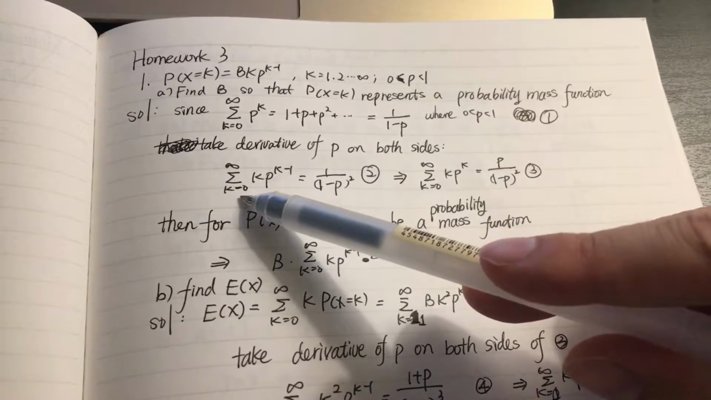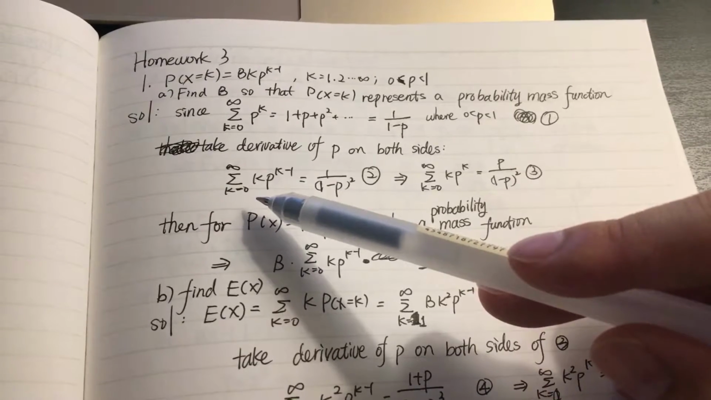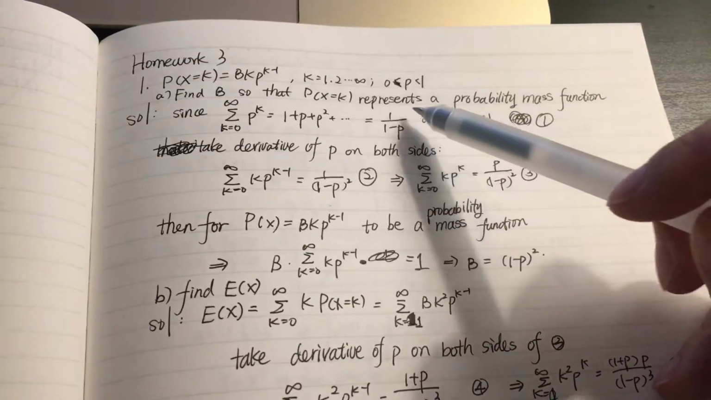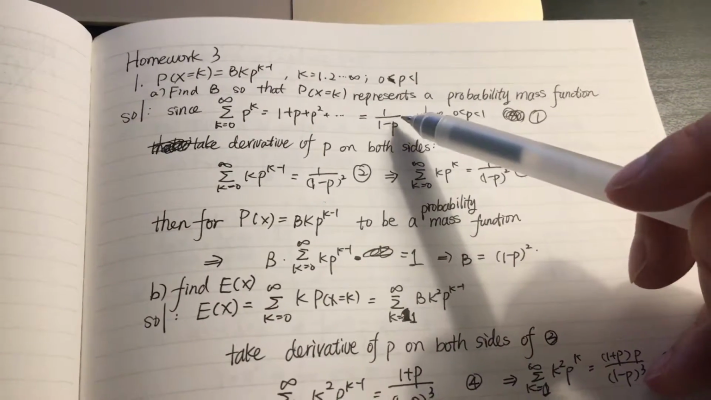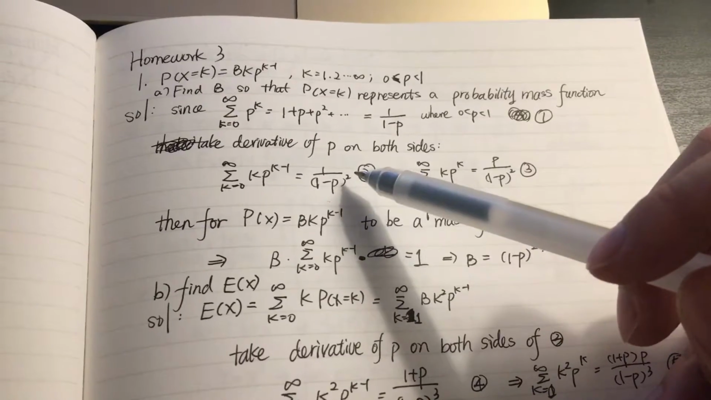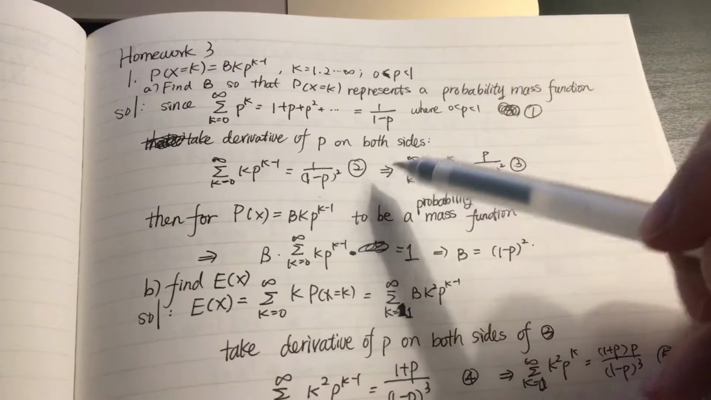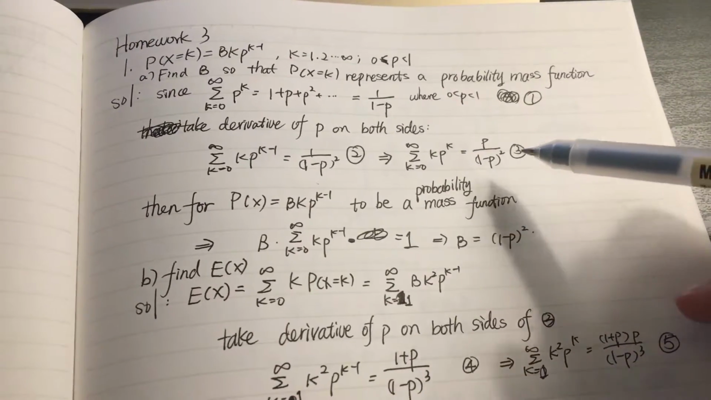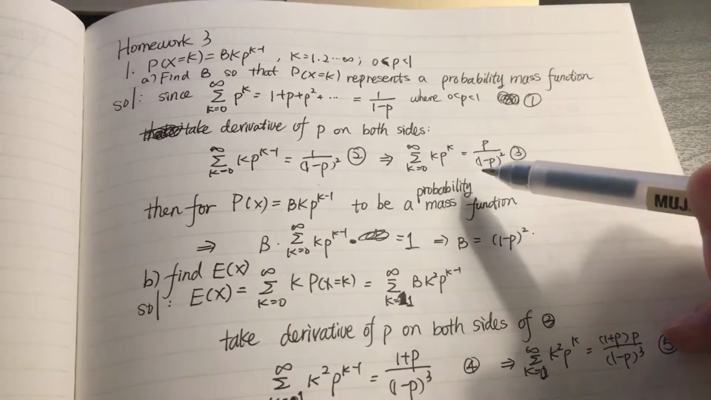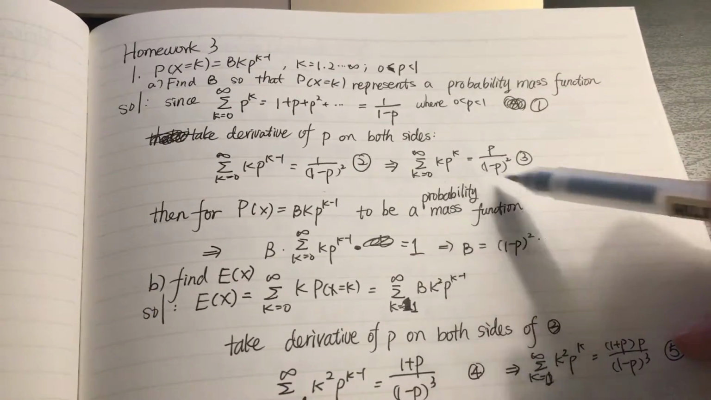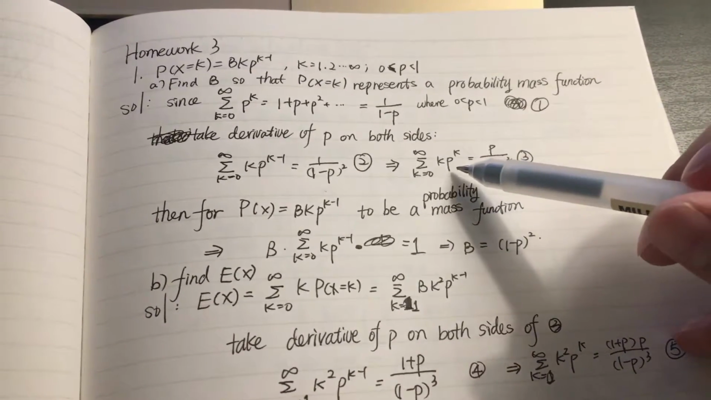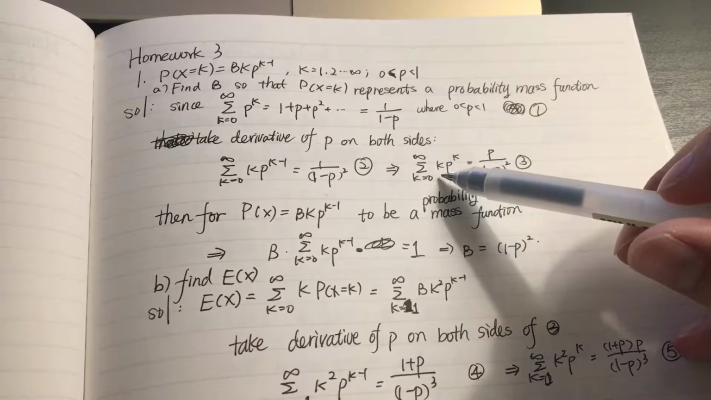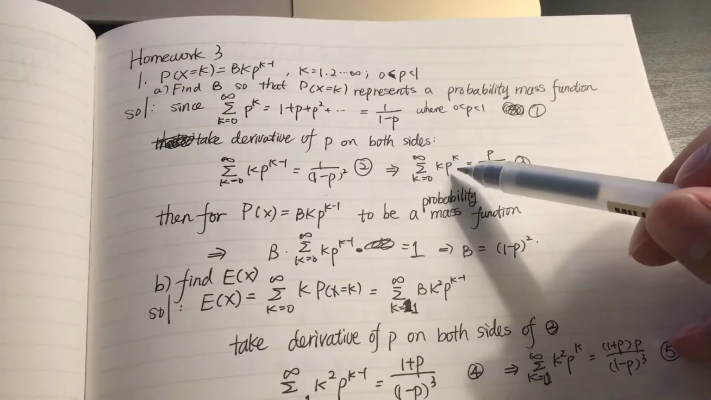So the sum of k times p to the degree of k minus 1 is equal to the derivative of the function on the right hand side. We get 1 over 1 minus p to the degree of 2, and then we can multiply both sides by p to get this equation 3, which is a more general case, involving k and p to the degree of k.